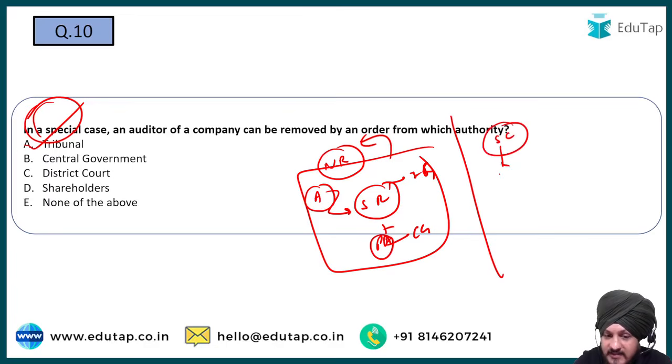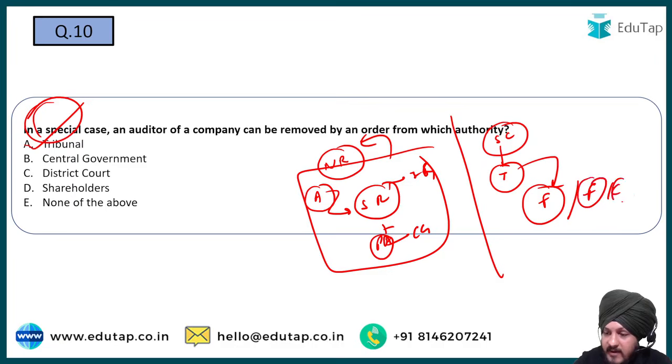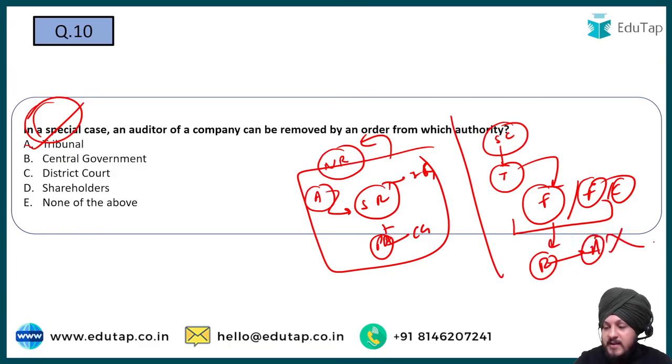In this case, the tribunal can also come into action. If the tribunal is satisfied that a certain auditor has been involved in any kind of fraud, or any kind of corruption, then the tribunal can pass an order that removes the auditor from his office, right? So this is something that can be done under the special scenarios, right?